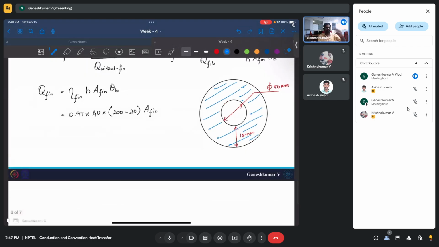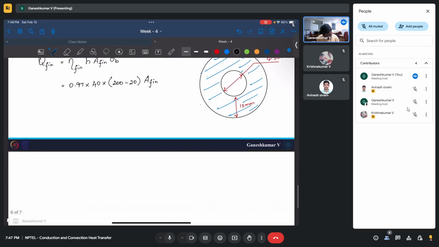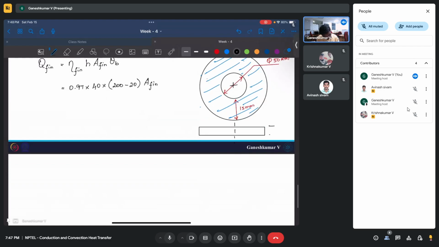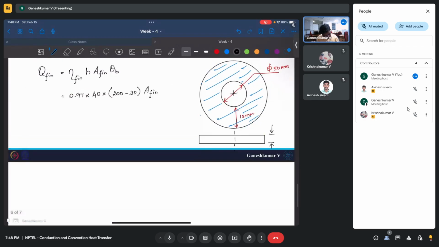And similarly you have the surface area at the bottom also. This is one, this is at the bottom, and then you have the perimeter, or curved surface area of this disc. So probably I will draw. This is the thickness. I guess the thickness is 4 mm.